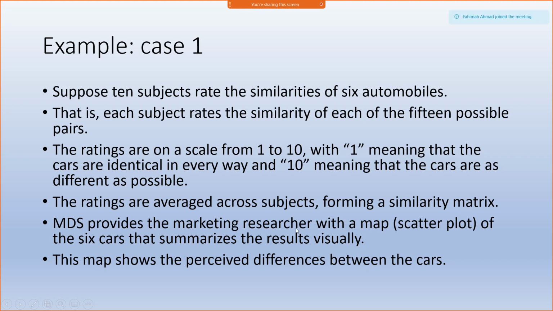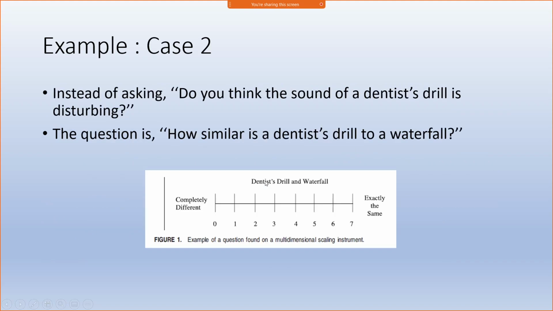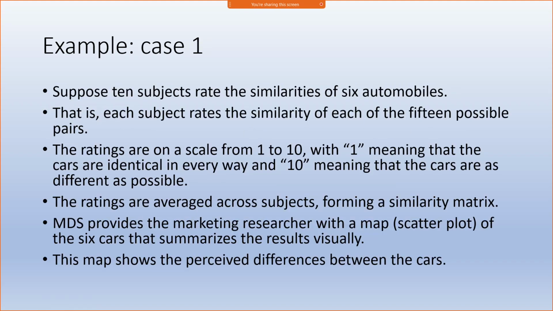At the same time, in addition to the similarity matrix, you can also have a map, a scatter plot of the locations of the six cars. For example, oh, I don't include the map.